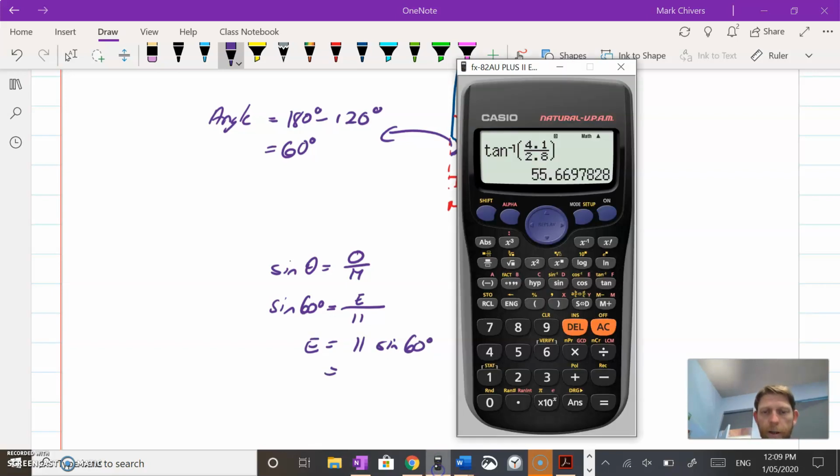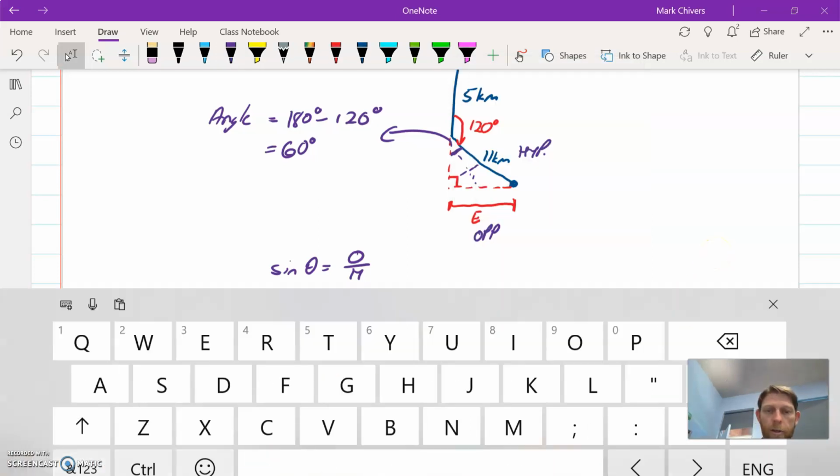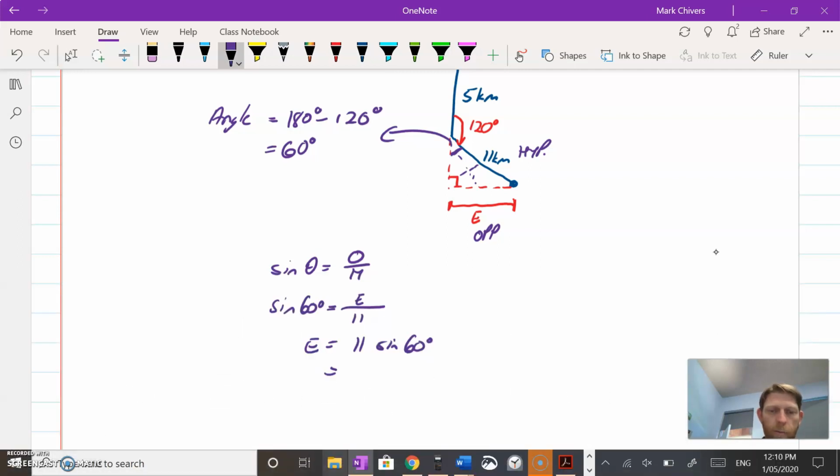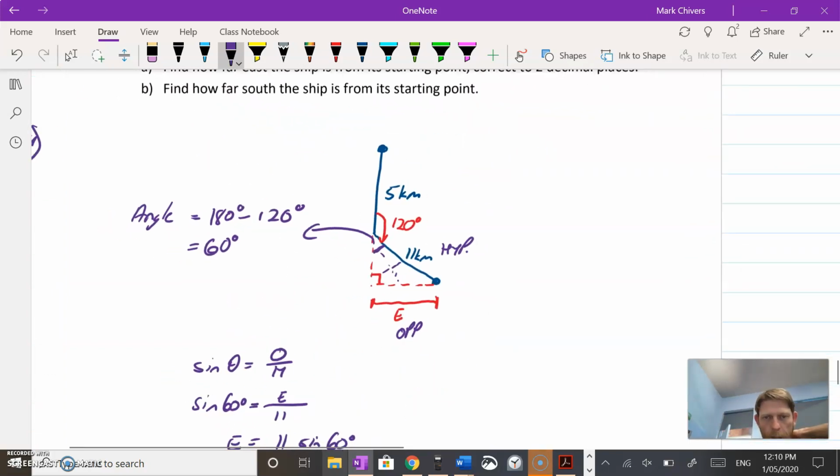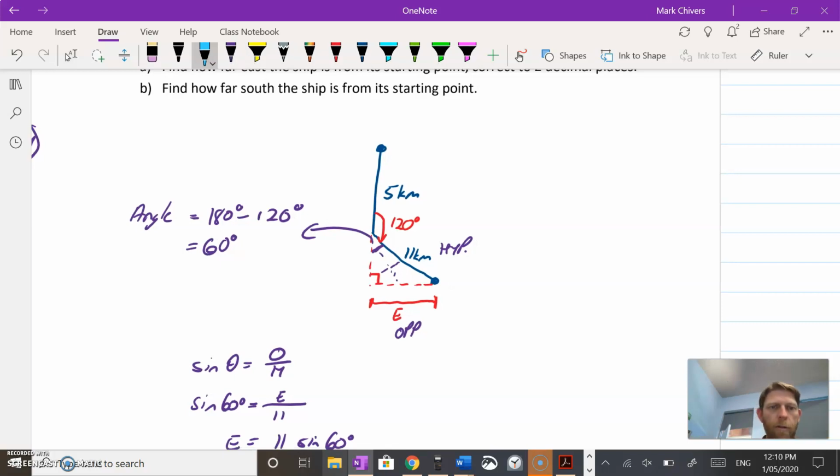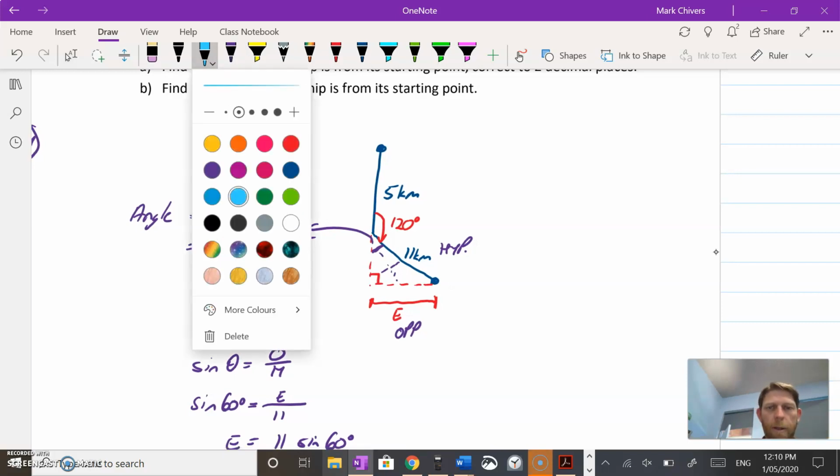If I put that into my calculator, I'm going to end up with 9.5 kilometres to one decimal place. Okay, so that's our part A. So we'll go over here and with my little blue pen, I'll do part B.